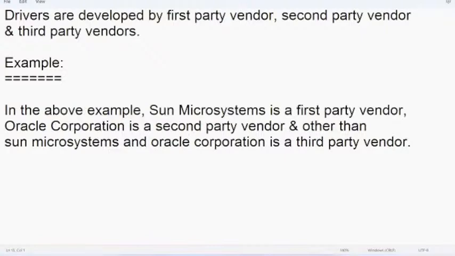In the above example, Sun Microsystems is a first party vendor. Oracle Corporation is a second party vendor. Other than Sun Microsystem and Oracle Corporation is a third party vendor. If the application developer developed it, means first party. If the database developer developed it, means second party. Other than these two companies means third party. Okay.